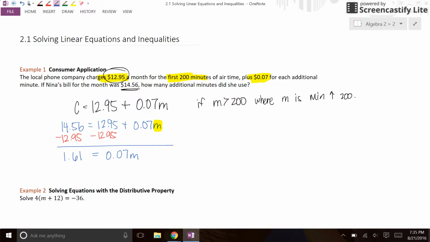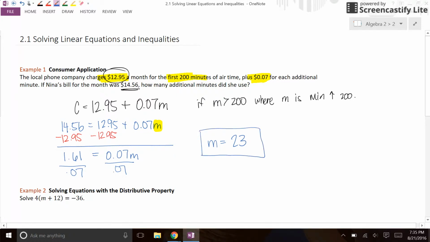Now I just want to know how many minutes that is. So now I'm going to also move the 0.07 over. Again, be careful. This isn't adding or subtracting because one has an m and one doesn't. They aren't like terms. So now I have to break this apart. I've got to pull this 0.07 off of the m. Well, I have to divide it, so I have to do it to this side also. And that should tell me, what is that, about 20 minutes, 23, because it ends in 1, 23 minutes. So now I know that Nina has gone 23 minutes over, and that is why she was charged $14.56. So there you go.